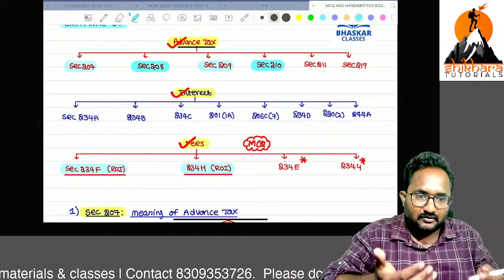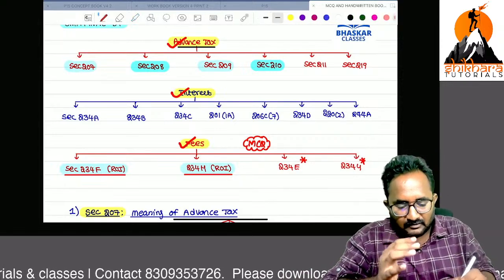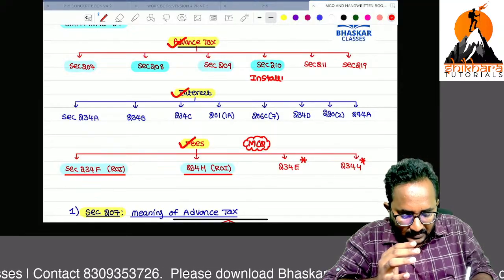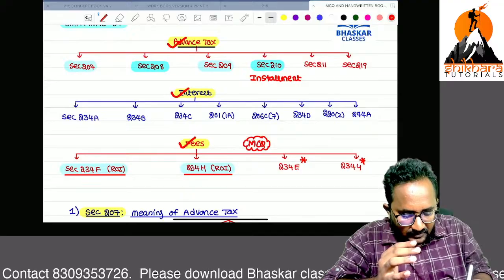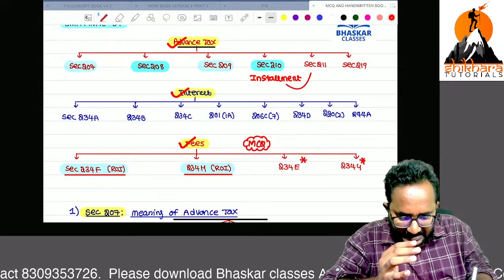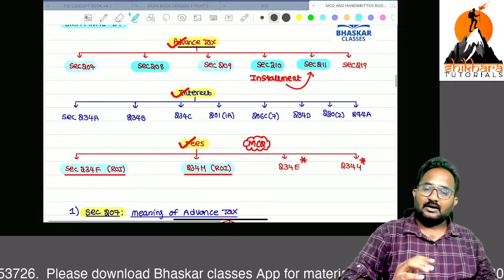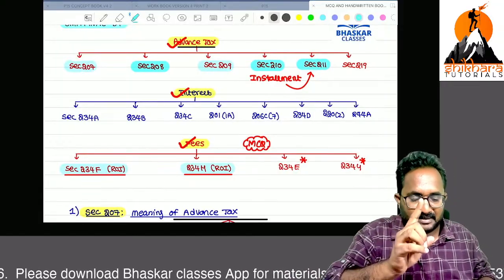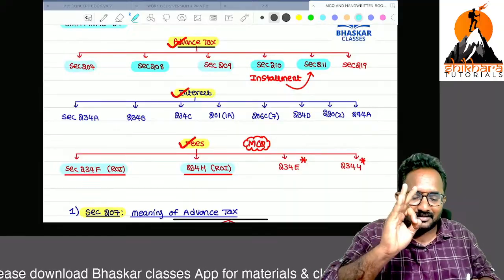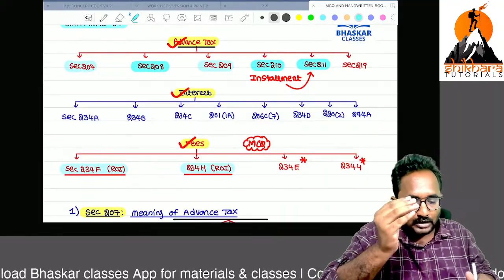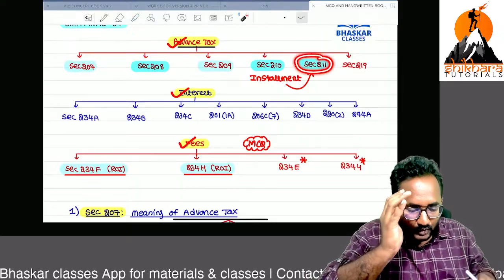Sir, how to pay advance tax? Yes, advance tax is required to be paid installment wise. Sir, what are the installment dates? If you want to check those installment dates, please check section 211. Advance tax is not a single payment, it is an installment-wise payment. How many installments? All the details you can check in 211.